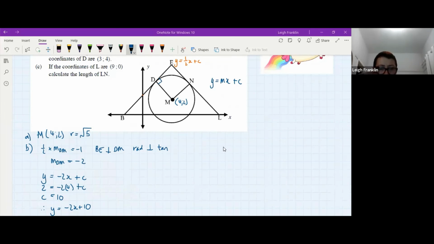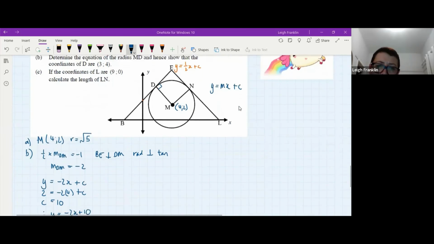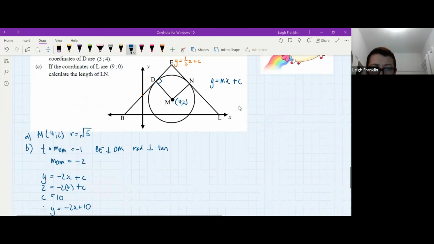All right. And then they said, hence show that the coordinates of D are (3, 4). So you're not allowed to sub 3 and 4 in any way. You've got to arrive at that answer. What do they want you to do here? What does the question want you to do? How does it want you to show that the coordinates are (3, 4)?